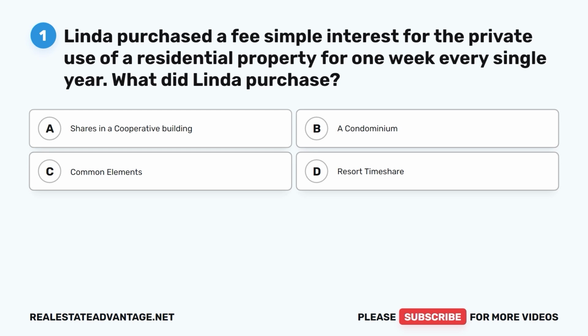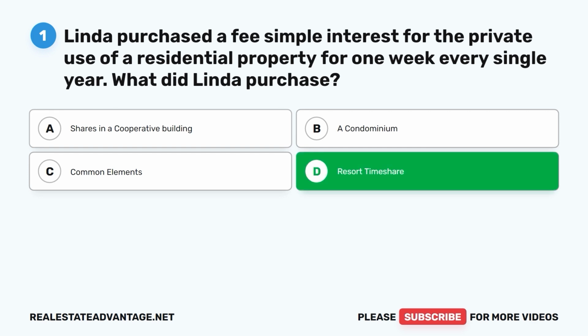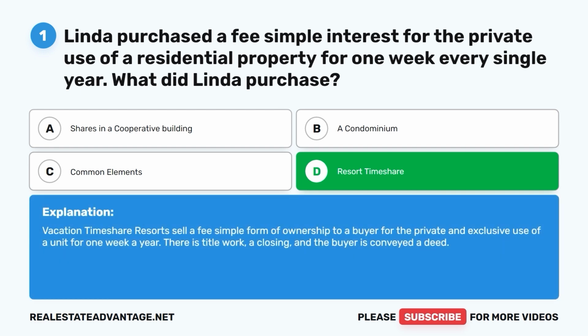Question 1. Linda purchased a fee simple interest for the private use of a residential property for 1 week every single year. What did Linda purchase? A. Shares in a cooperative building. B. A condominium. C. Common elements. D. Resort timeshare. The correct answer is D. Resort timeshare. Vacation timeshare resorts sell a fee simple form of ownership to a buyer for the private and exclusive use of a unit for 1 week a year. There is title work at closing, and the buyer is conveyed a deed.